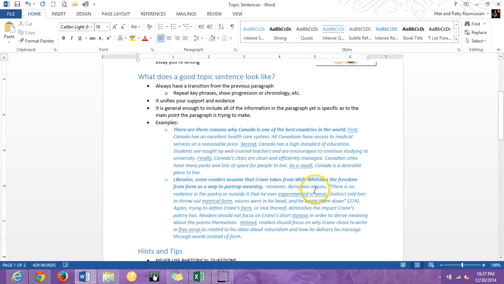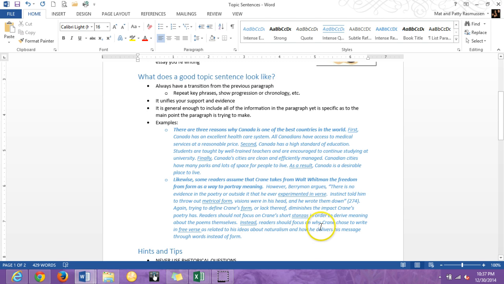So I underlined some key phrases to show, because I'm not listing like this writer did. Instead, I'm using terms that relate to poetic form. Experimented in verse, metrical form, stanzas, free verse. You can see that all of this is related back to that thesis or that topic sentence. And then I conclude, instead, readers should focus on why Crane chose to write free verses related to his ideas about naturalism and how he delivers his message through words instead of form. So there's the beginning. There is evidence and progression of thought in the middle, and then I conclude.